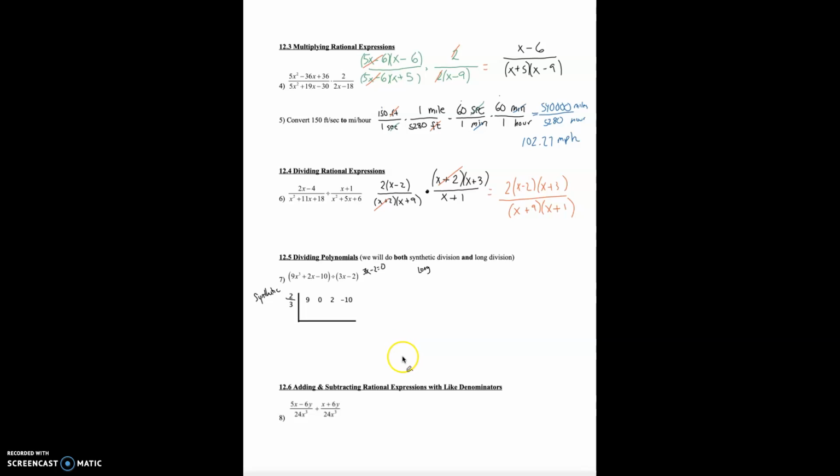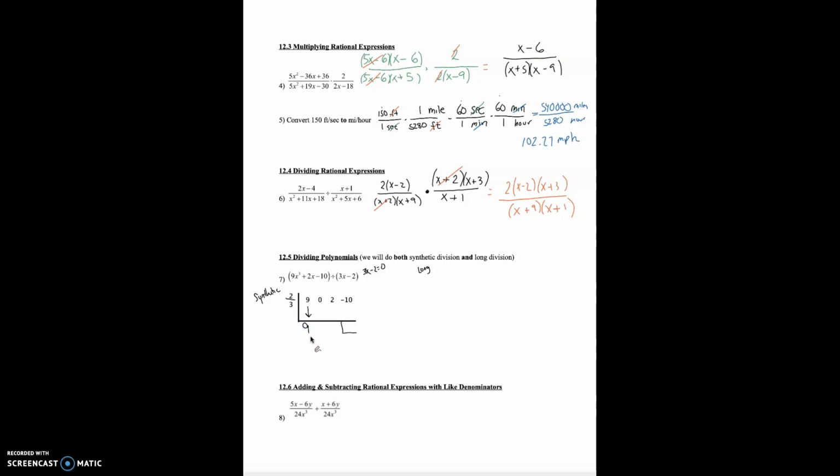All right, now we're going to do synthetic and long division, and I'm starting with synthetic here, and I just set it up quickly for us. So we need to set that divisor, 3x minus 2, equal to 0, to get what we're going to put outside the box. So we have 2/3 here. Then we need to notice the coefficients are 9. We don't have an x squared term, so we put a 0 in there. And then positive 2, negative 10. And I'm going to add a little box here for our remainder. We're going to bring down the 9.